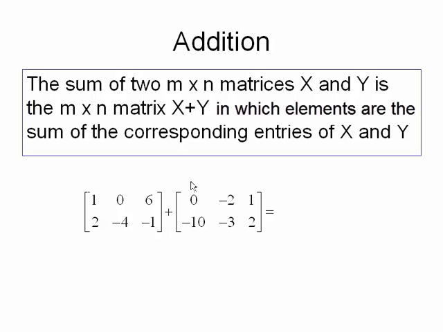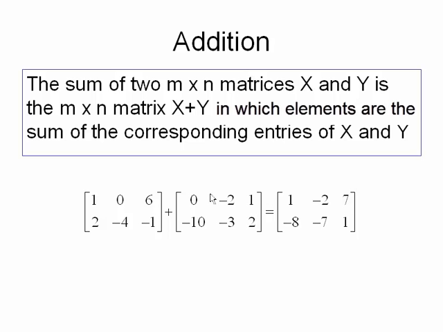So here's an example. I have two 2 by 3 matrices. They have to have the same size if I'm going to add them together. And to add those together, I'm going to add each one of the entries that correspond. So for instance, in the first row, first column, I have a 1 and a 0. So when I add them, I get 1. In the first row, second column, I have a 0 and a -2. So when I add them, I get -2. In the first row, third column, I have a 6 and a 1. So when I add those, I get a 7.